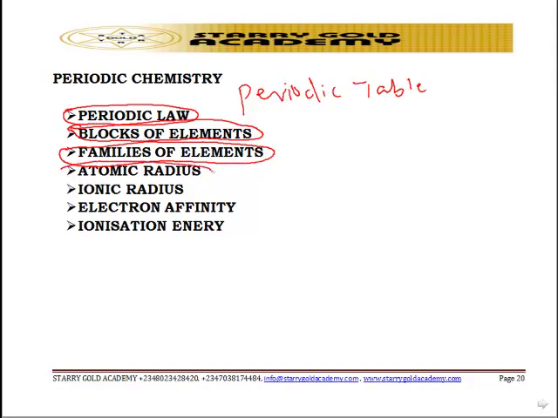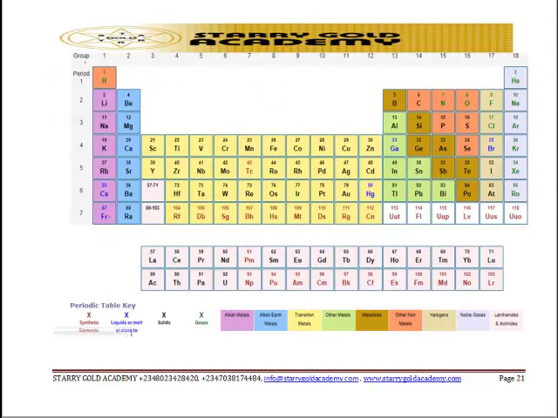After that, we're going to talk about the atomic radius, the ionic radius, electron affinity, and ionization energy. So these are the subject matter we're going to discuss in the course of this particular topic. Now, the periodic table.